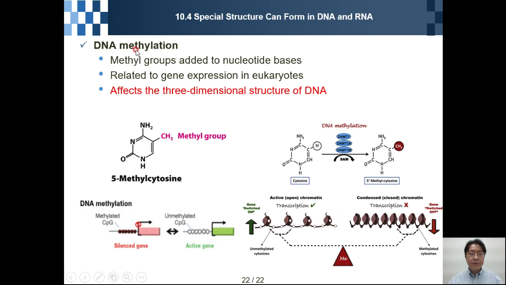DNA methylation also affects the three-dimensional structure of DNA. In this case, if there is an unmethylated region located here, it makes very open chromatin. But if methylation happens here, it changes the three-dimensional structure of DNA and can make very packed chromatin structures like this. In this case, gene expression, or transcription, is also repressed. So this is DNA methylation, which can be seen in DNA structure. The basic idea is that a methyl group is added to nucleotide bases, and it is highly related to gene expression.